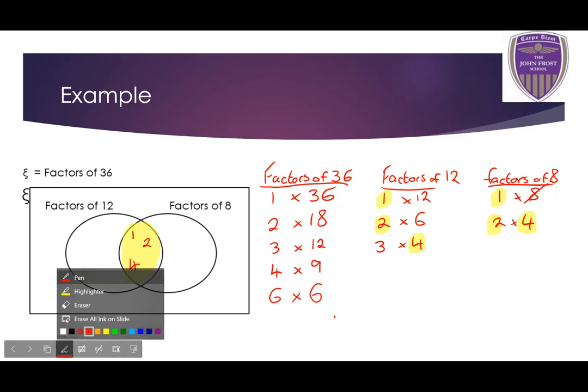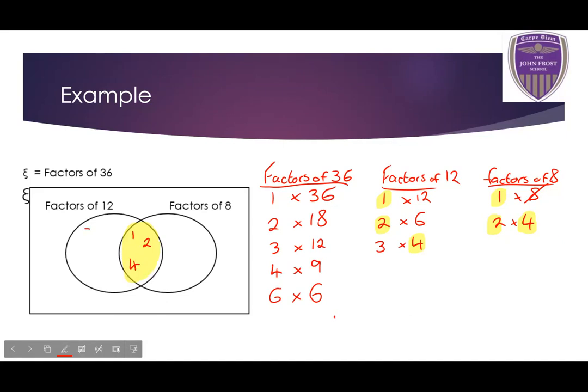What does that leave us with of factors of 12? Well, that leaves me with 3, 6, and 12. Okay, these are only factors of 12. They're not factors of 8 as well. And what about factors of 8? Are there any factors of 8 that are not factors of 12? No, they're not, because we've used them all.